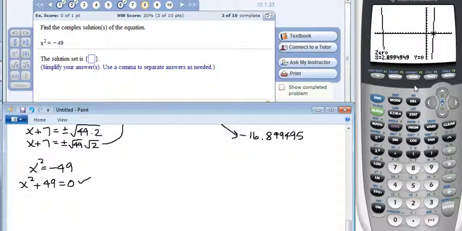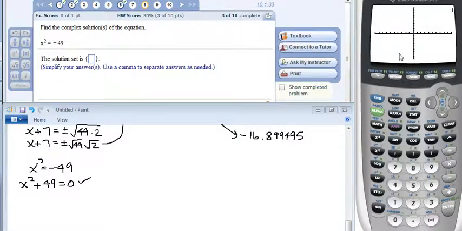I want to see what's going on. First of all, I'm going to zoom 6, get my standard 10 by 10 back. Okay. I want to change my function into my new one. So I've got x squared plus 49. Okay. Take a peek at what it's looking like.